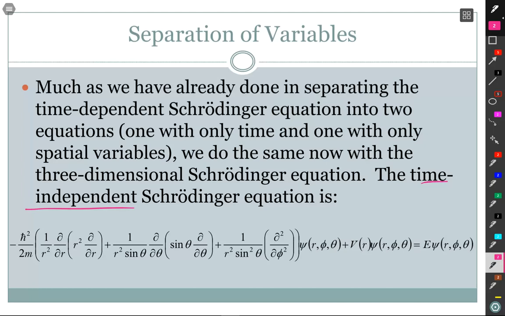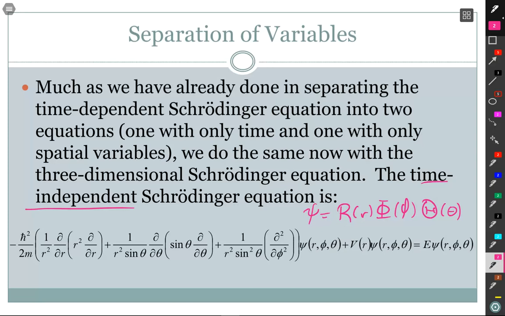So we're going to try the same thing here. We're going to say, okay, let me suppose that psi is, now how many variables does psi have in here? 3. Doesn't have time because we've already split one out. So we're going to say let psi be a function of radius times a function of the azimuthal angle times a function of the altitude angle.